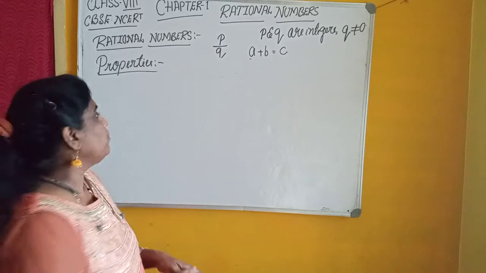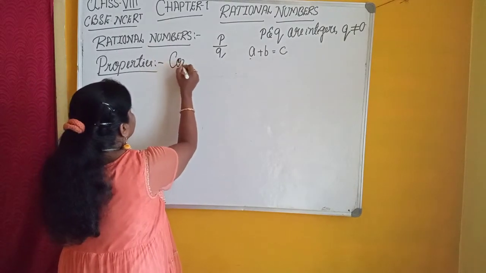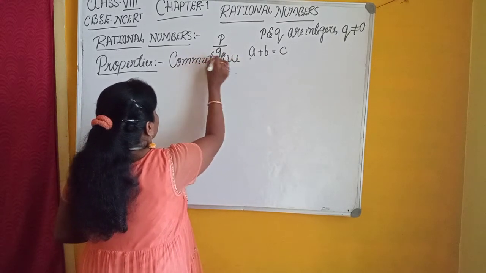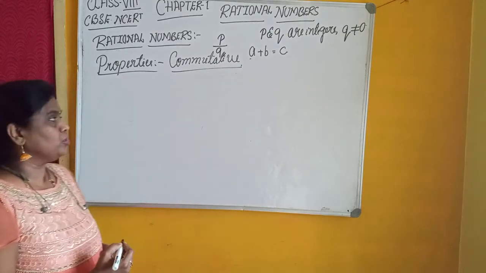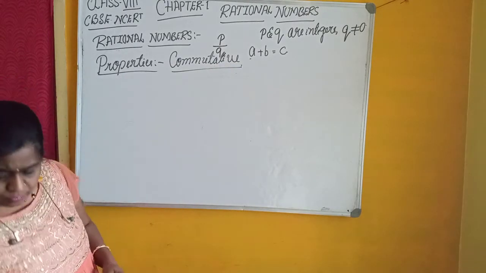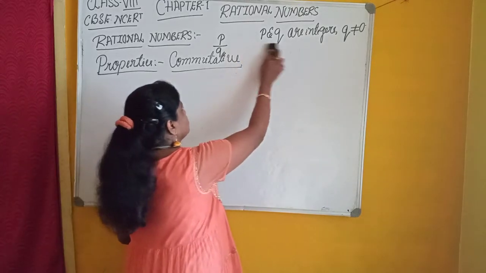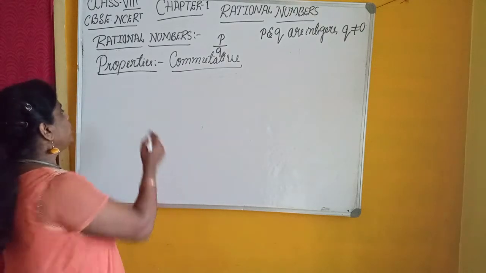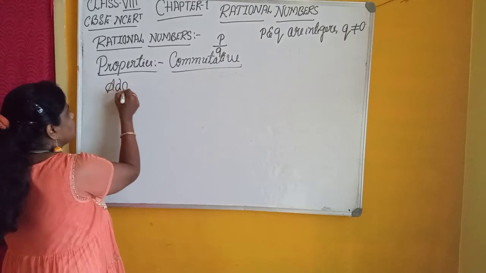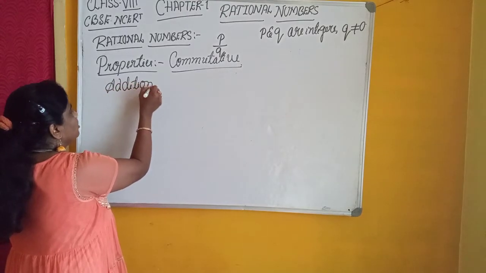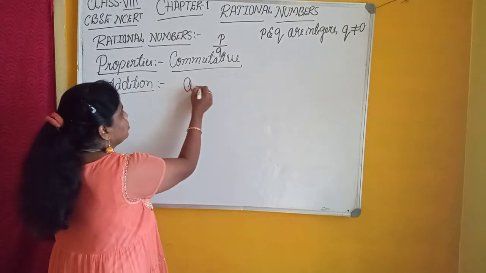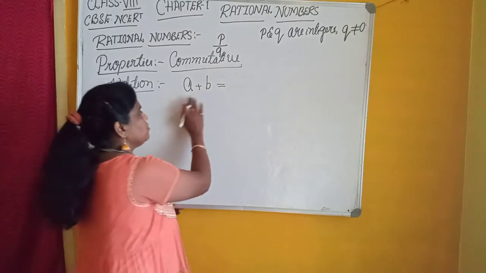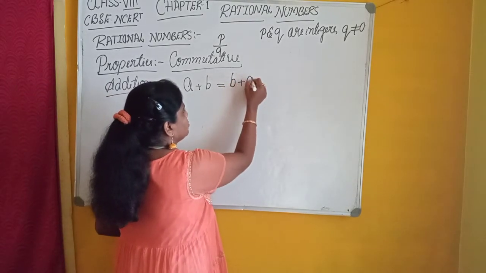Let us move on to the next property, that is commutative property. Let us check for commutative property. In case of natural numbers, you studied the commutative property of addition, isn't it? The general form is: when we add two natural numbers in any order, the sums will be the same. a + b = b + a.